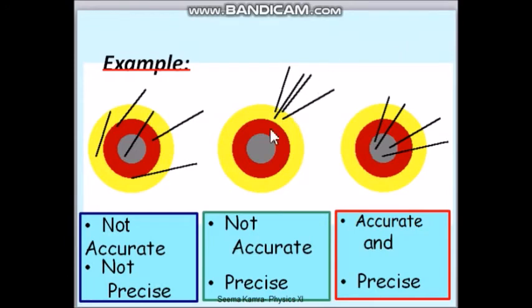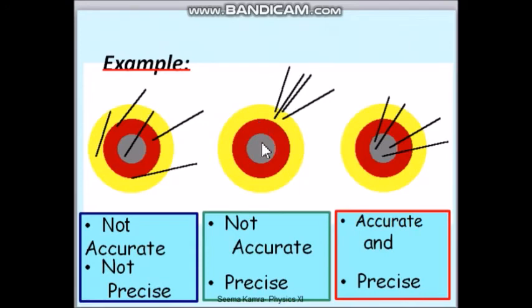Students, see these three diagrams in which the arrows are targeting the center point. Okay, our central point is gray. You can see that the center point is gray. Now here some arrows are allowed to strike the different colors. Now you can see none of the arrows is approaching the center point. So this measurement is not accurate, and all the arrows are scattered. So all these measurements are not precise also.